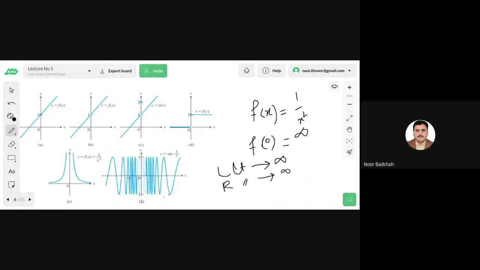If you find the right hand limit, it is also infinity. And how did I observe it? You see, as I get close to 0, the graph is going towards infinity. Similarly, if you go to 0 from the right side, the graph is still going towards infinity.